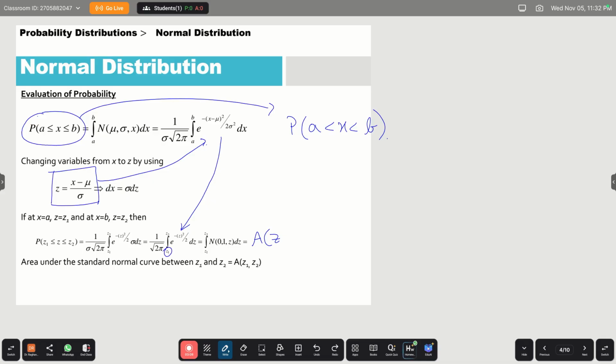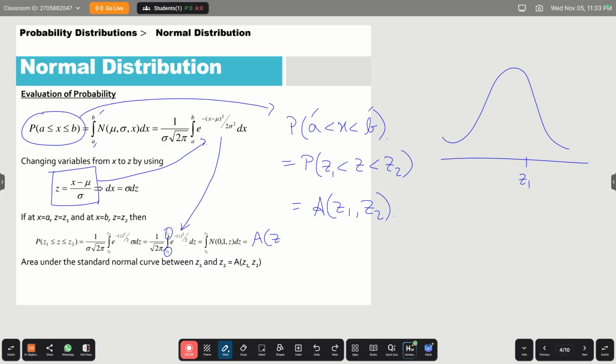So if z1 and z2 are the corresponding lower and upper limits corresponding to a and b, this probability is going to be P of z1 less than z less than z2. That's equal to the area from z1 to z2. So suppose you have z1 somewhere here and z2 somewhere here. We just have to find the area between z1 and z2. So how to evaluate this area?